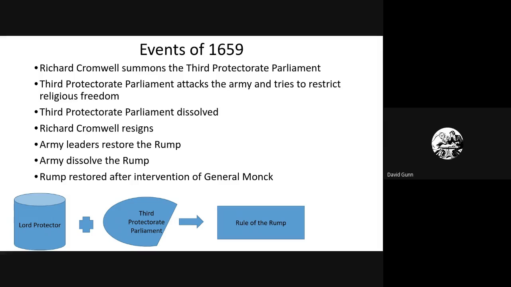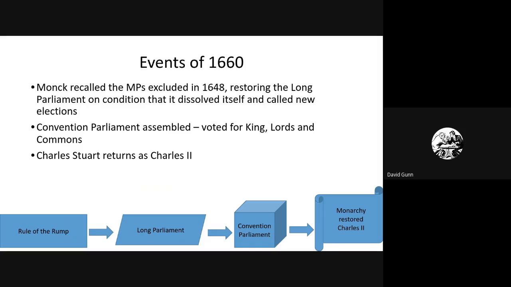So basically, what we can get from this, lots of information here, is the importance of the army in all of this, the failure of Richard Cromwell because he lacked support from the army, and then the army intervening again. So General Monk marches from Scotland and restores the Long Parliament. So we go all the way back to the Long Parliament, and calls for new elections, which leads to the Convention Parliament, which votes for the King, Lords and Commons, and then we get the Restoration in 1660. So we go all the way back from all the changes we've had, all the way back to the Long Parliament, then the Convention Parliament, then the monarchy restored.